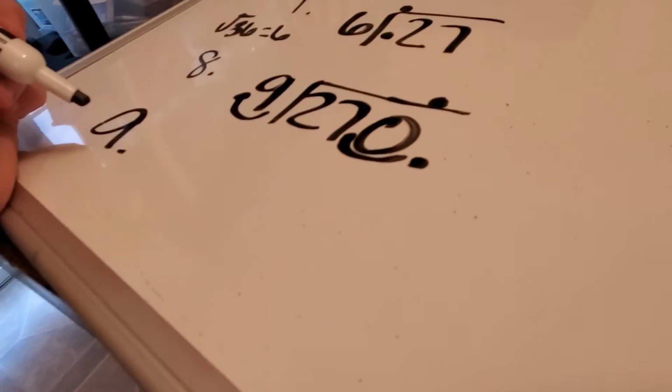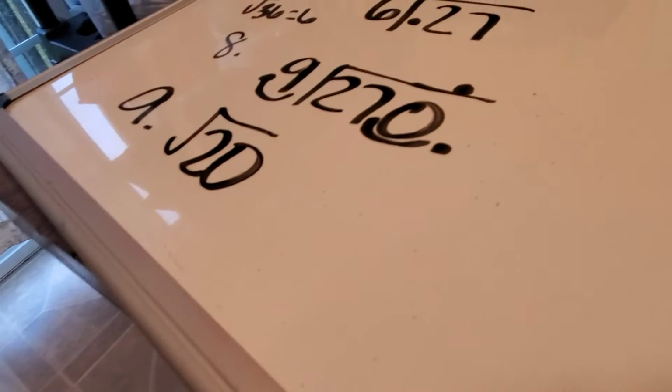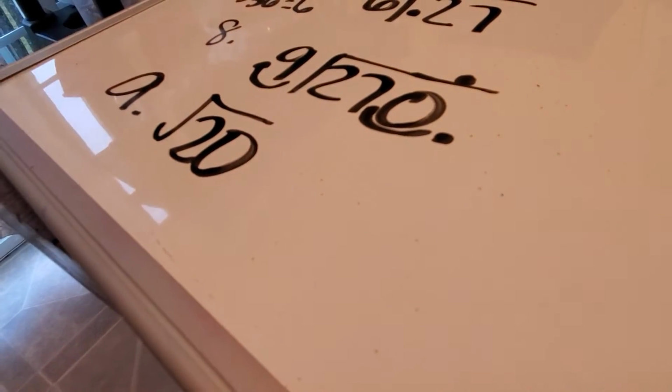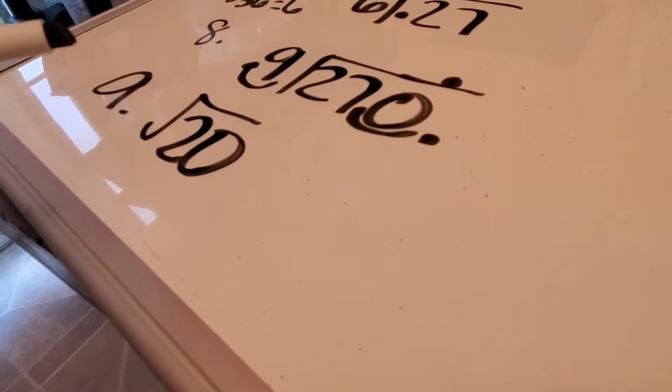Most of you got really good at this. The square root of 20. Well, you find which ones are closest. So 4 times 4 is 16, right? 5 times 5 is 25. So just think about it. You're finding the perfect squares that are the closest.